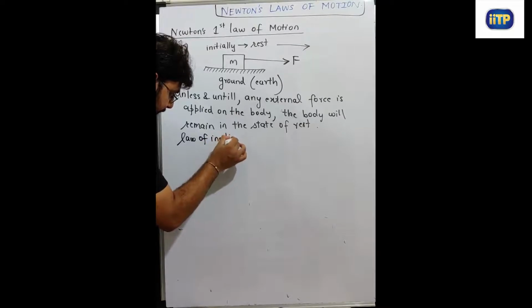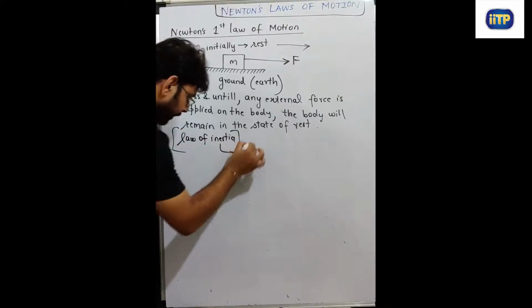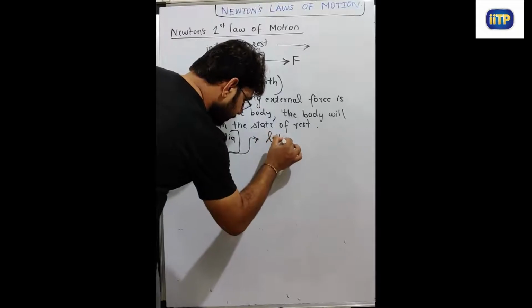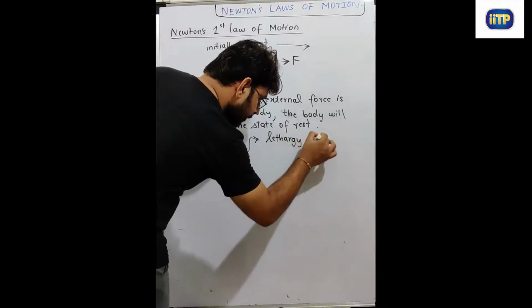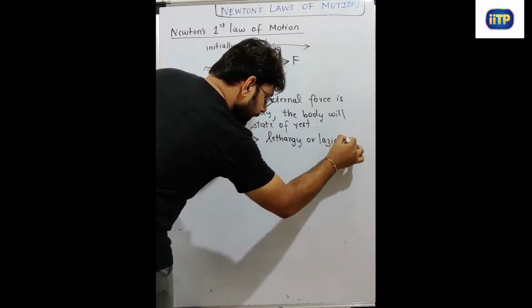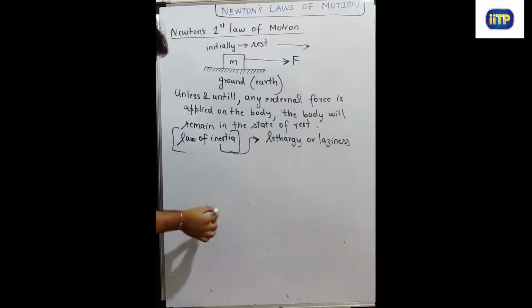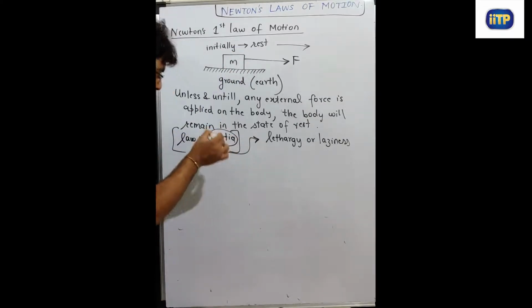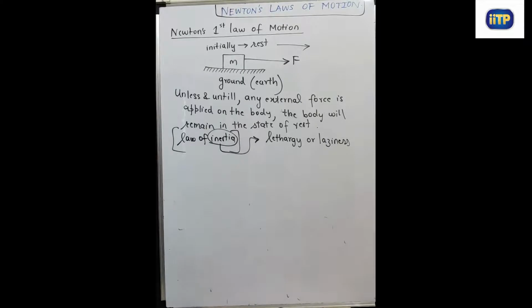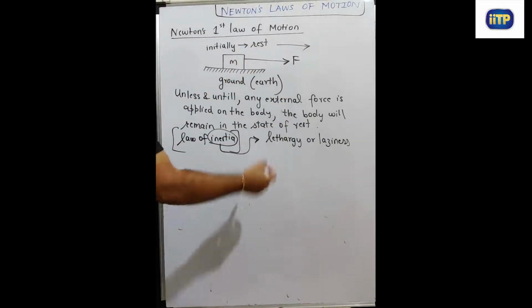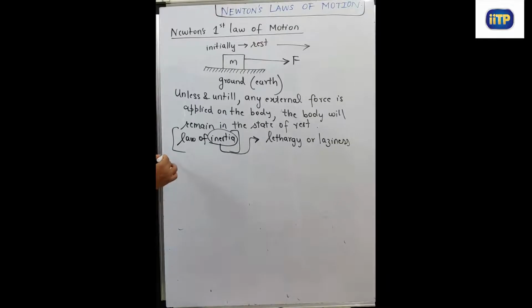Now what do you mean by inertia? The literal meaning of inertia is lethargy or laziness. It means staying in the same place: unless and until some external activity happens, the body does not move. So this inertia means it is the tendency of any object or a body to maintain its state, whether it is at rest or in motion. So this is our Newton's first law.